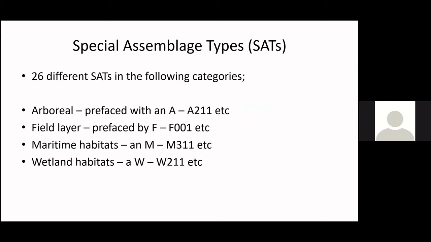Those that are prefaced by an F are the field layer codes. So they're generally grassland or heathland, that sort of habitat. The maritime habitats are prefaced with an M, and then the wetland habitats are prefaced with a W, such as W213. And we'll go through these in a bit more detail, or certainly a representation of some of them, shortly on the website.